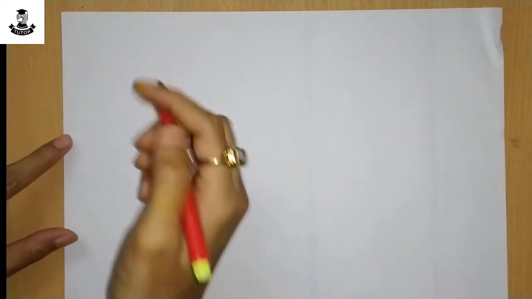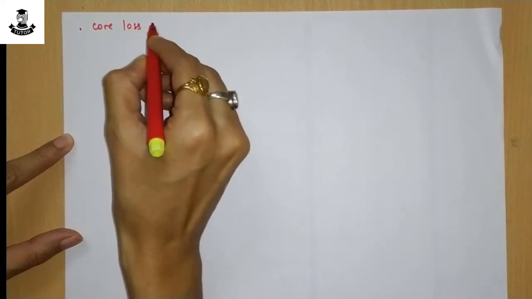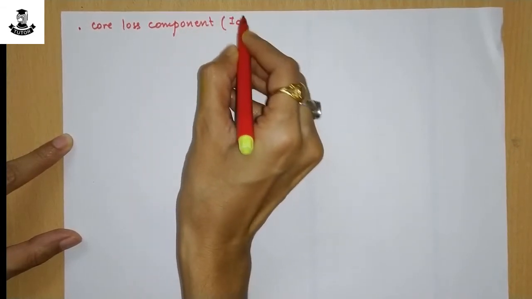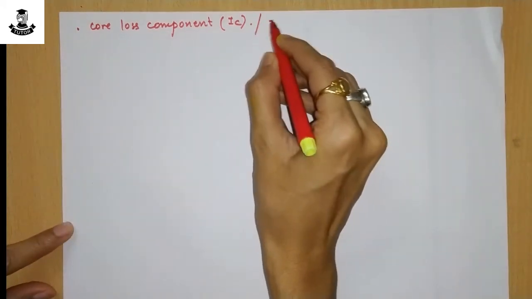In that we saw the magnetizing current, and today we will see what the core loss component is. We saw this in the previous lectures. You can refer to that so that you will better understand today's lecture. Today we will see the core loss component, IC. This is also known as the wattful component or the working component of the current, denoted as IC or IW.